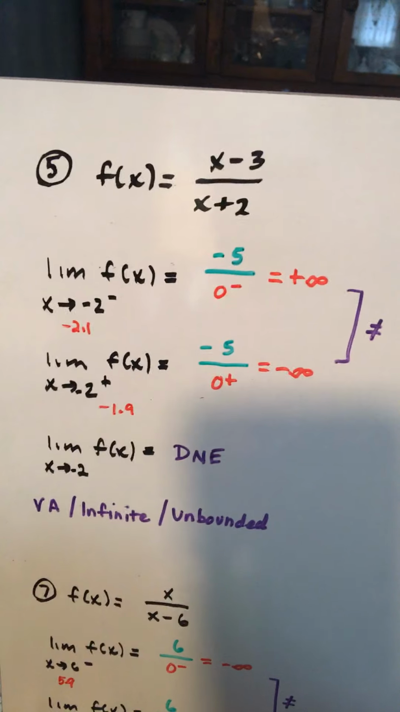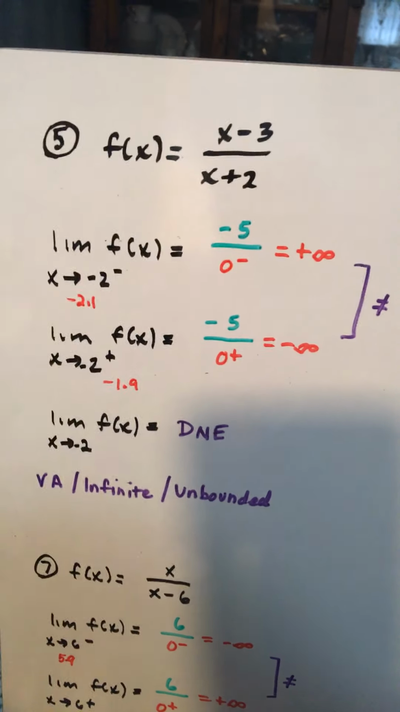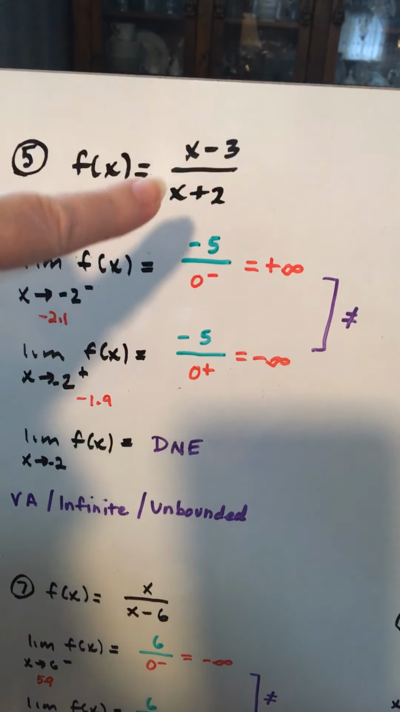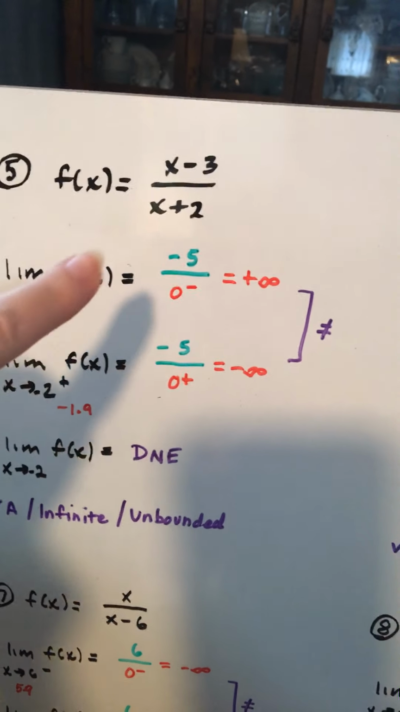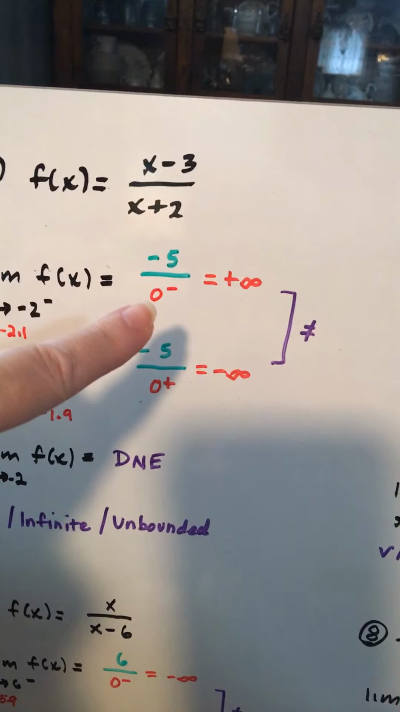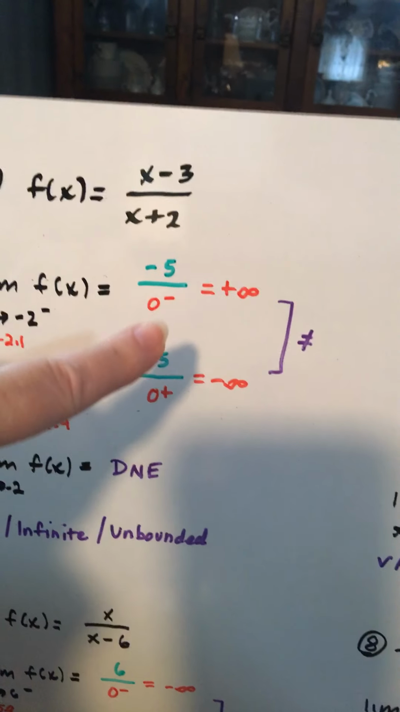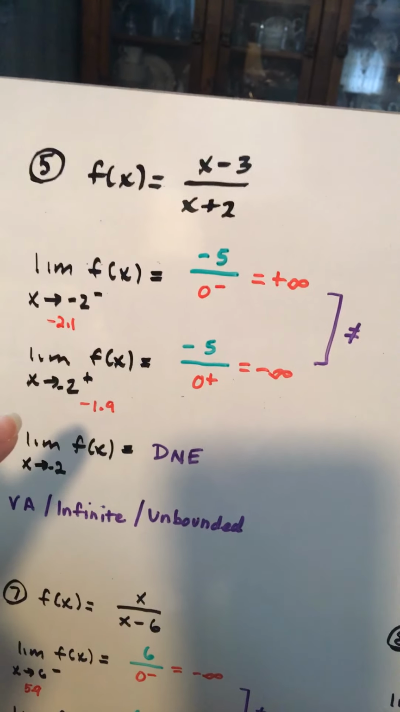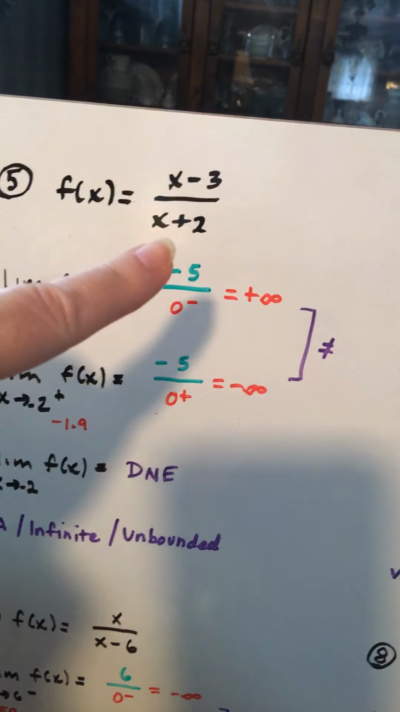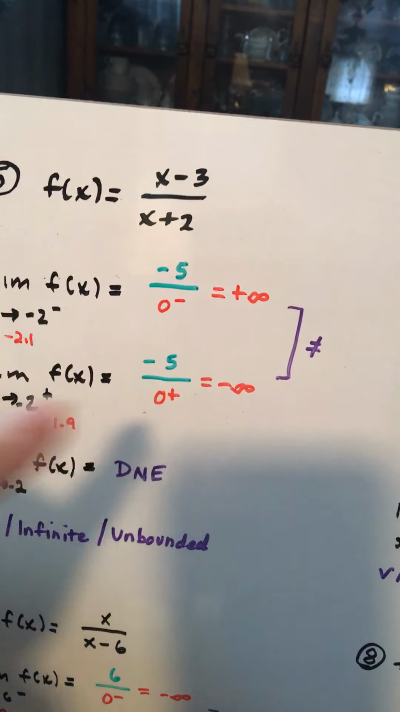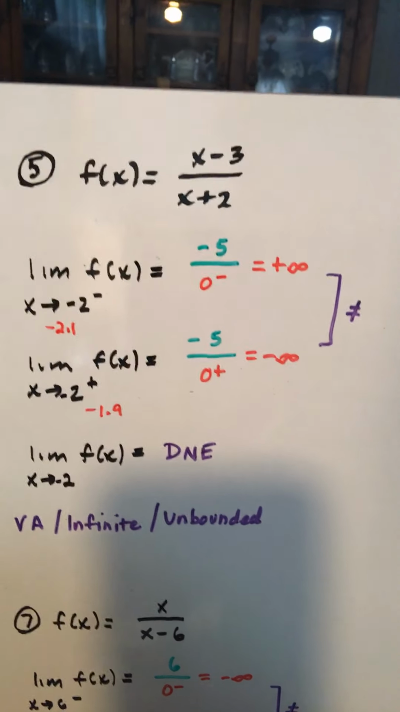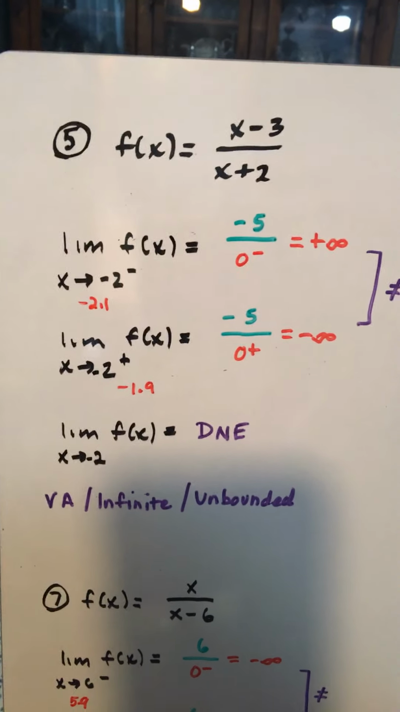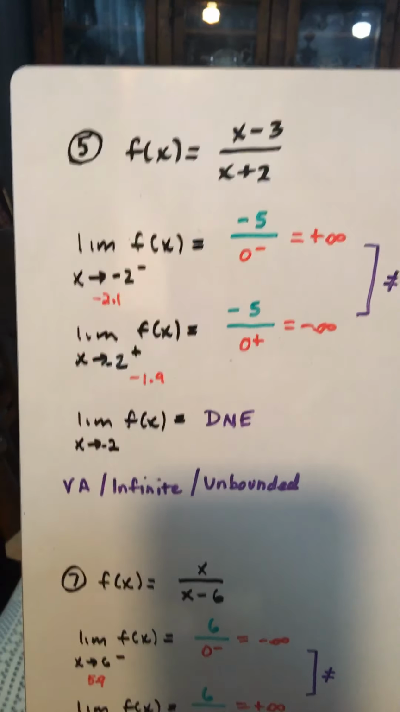Okay, so now let's go to the next one. I insert my negative 2. I have negative 5 over 0. Step 2, a little left, and I get 0 but negative. Negative over negative is positive infinity. A little right, negative 1.9 gives me a positive, so now I can put a plus on there. And negative over positive is negative. The infinities don't agree. So the overall limit is D and E, and a vertical asymptote.